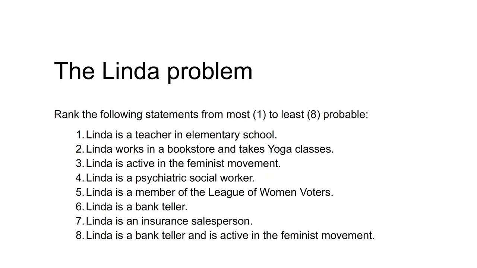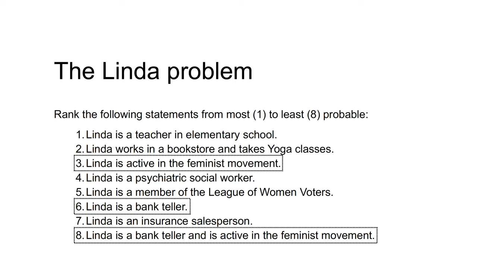Tversky and Kahneman asked the students to rank the following statements from most to least probable. 1. Linda is a teacher in elementary school. 2. Linda works in a bookstore and takes yoga classes. 3. Linda is active in the feminist movement. 4. Linda is a psychiatric social worker. 5. Linda is a member of the League of Women Voters. 6. Linda is a bank teller. 7. Linda is an insurance salesperson. 8. Linda is a bank teller and is active in the feminist movement.